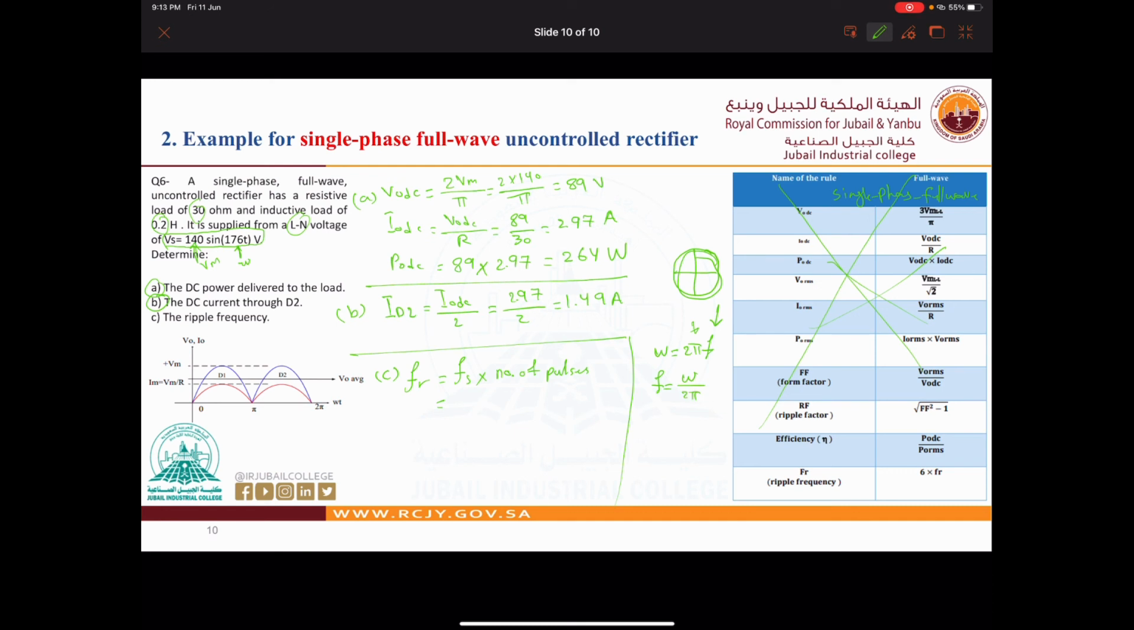So omega is 176 divided by 2 pi, which is equal to 28 hertz. So 28 hertz multiplied by the number of pulses, we have 2. It should be 2 multiply 28, which is 56 hertz. This is our ripple frequency in this question.